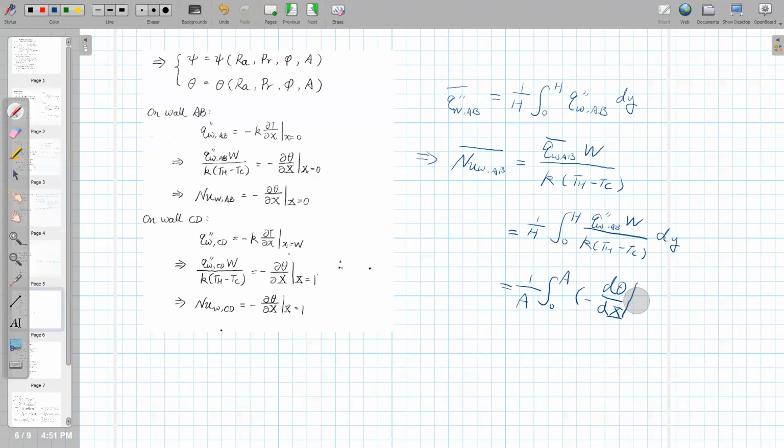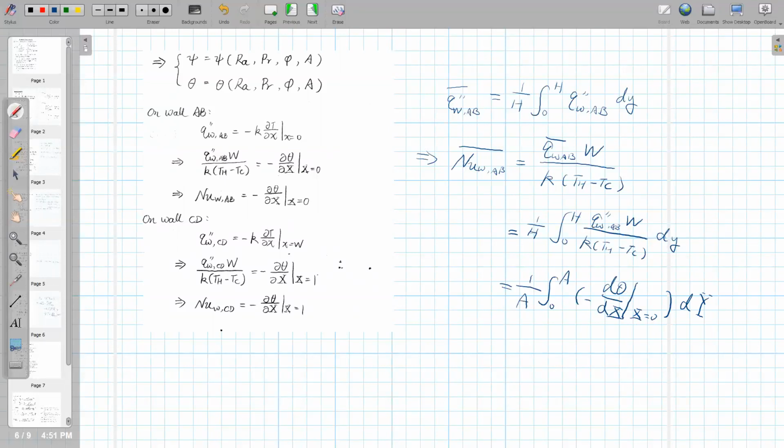At x equal to 0, d of big Y. Okay, so after you get your numerical solution, you can use this equation to calculate the average Nusselt number on the wall AB. Basically, you just integrate this over y from 0 to A, and then multiply by 1 over A for this quantity here.